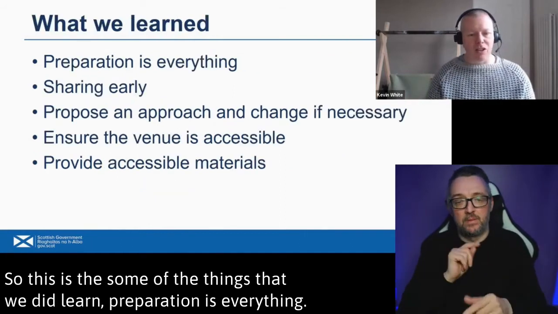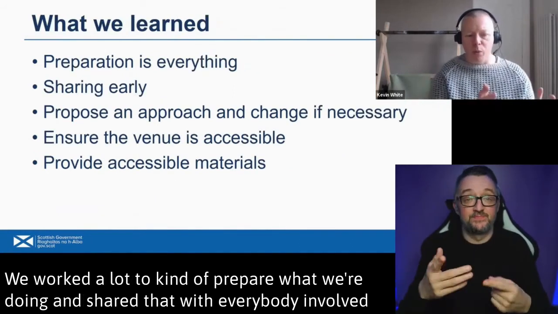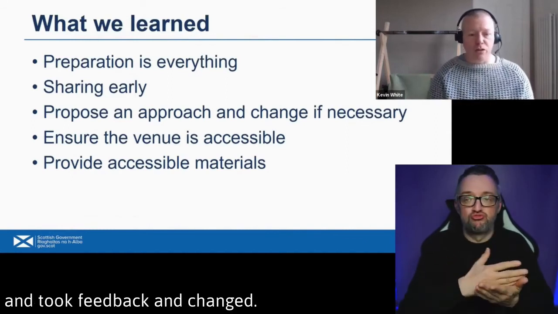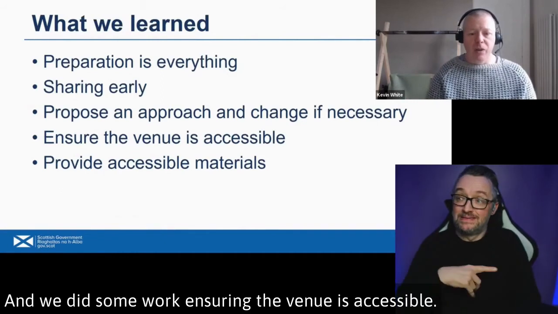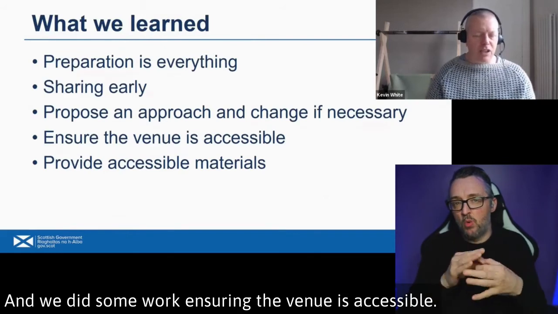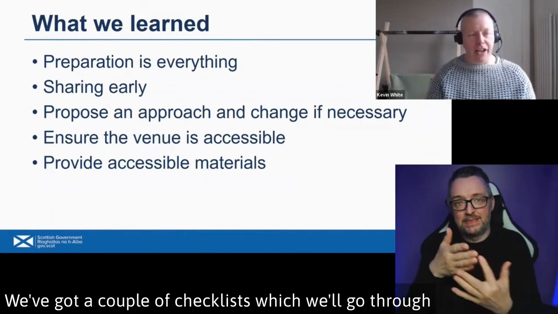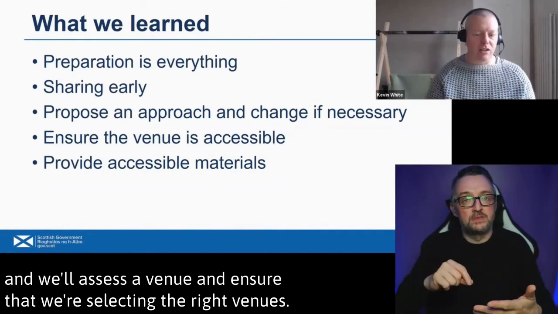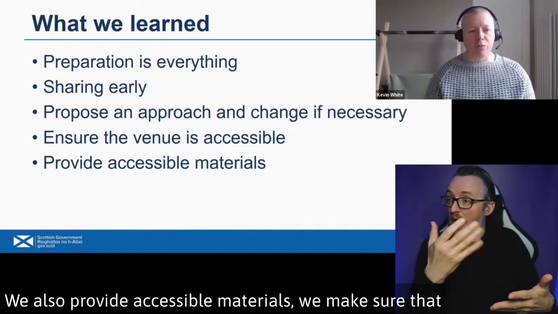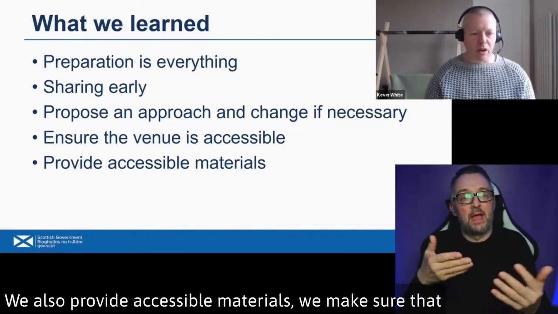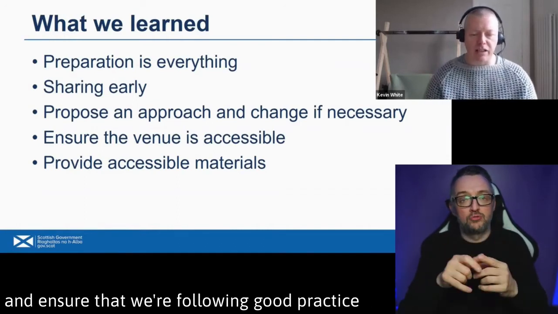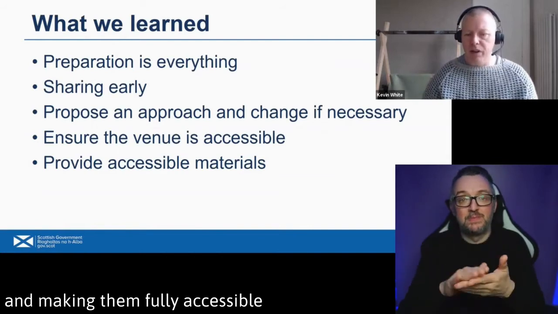So these are some of the things that we did learn. Preparation is everything. We worked a lot to prepare what we were doing and shared that with everybody involved, and took feedback and changed. We did some work ensuring the venue was accessible. We've got a couple of checklists which we go through to assess a venue and ensure that we're selecting the right venues. We also provide accessible materials. We go through the Word documents that we're using and ensure that we're following good practice and making them fully accessible.